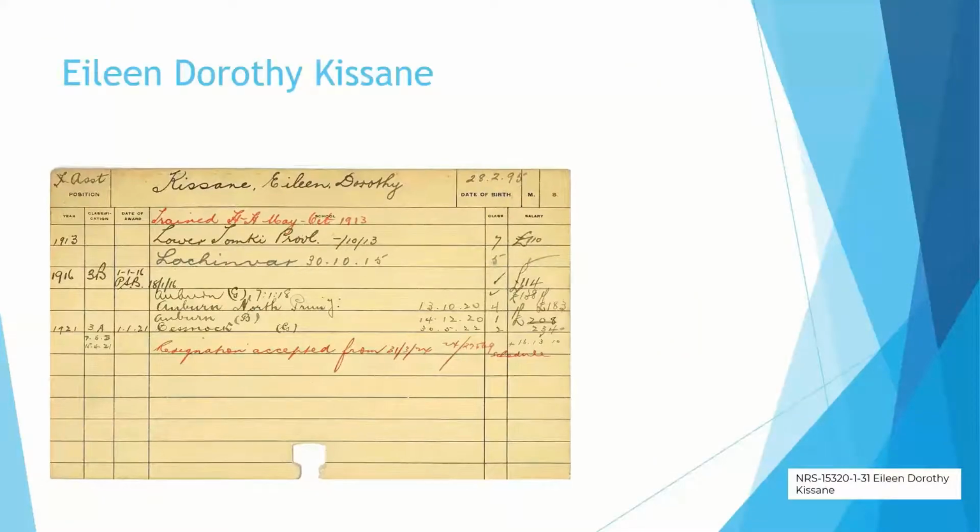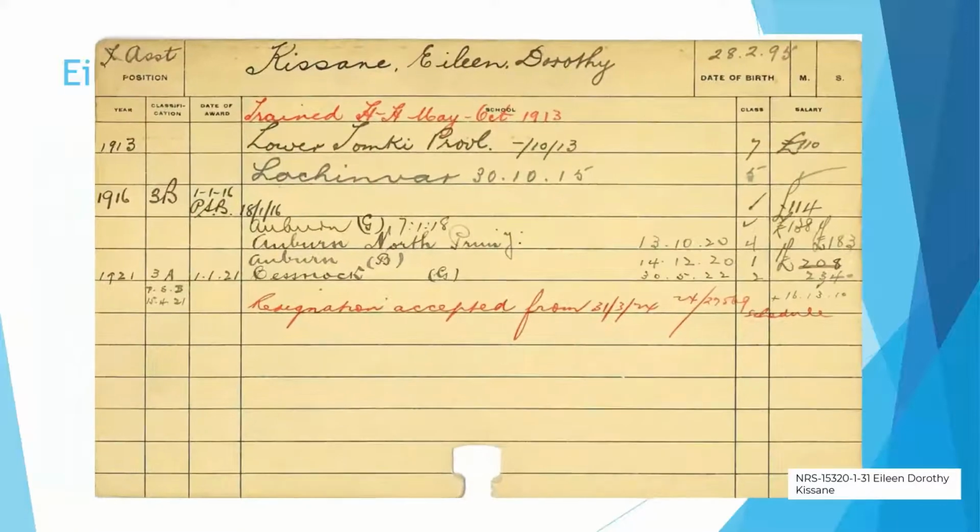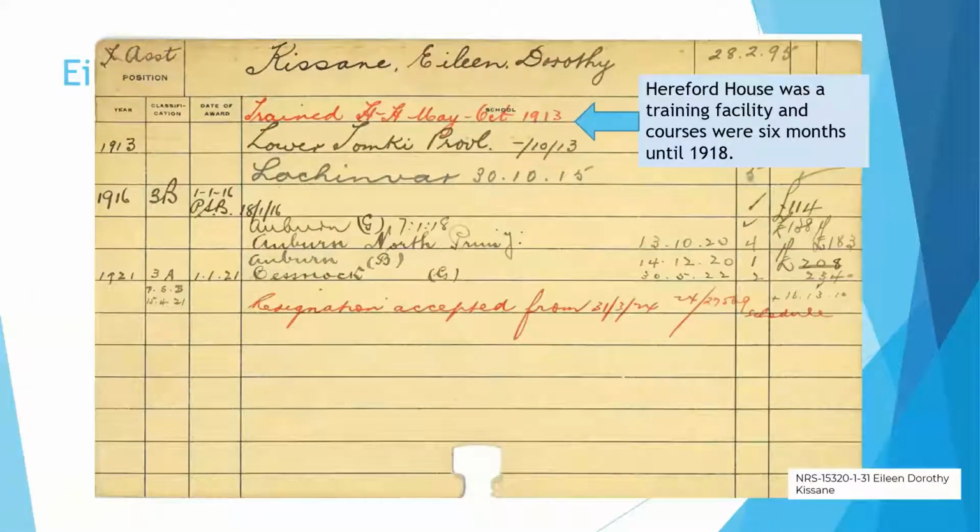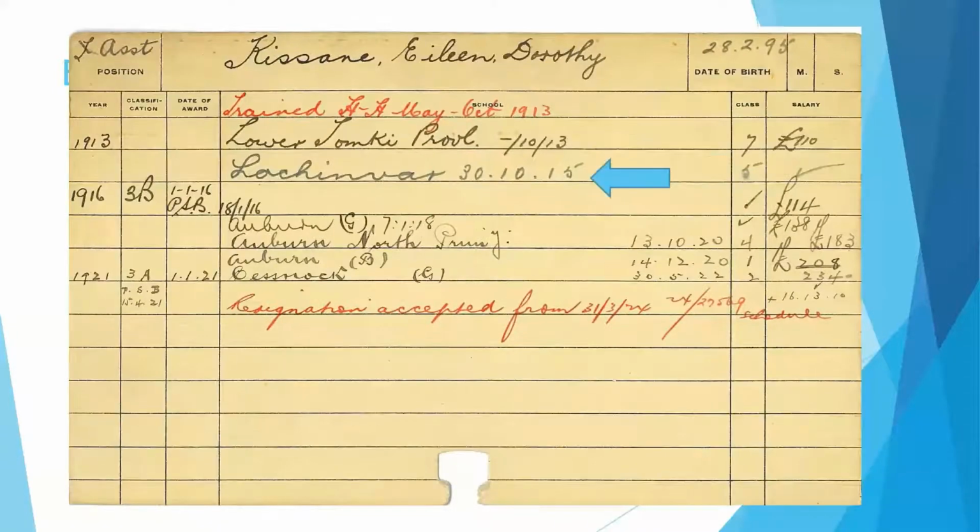This is her career card. Just make it a little bit bigger for you. We're just getting ready now. I noticed the first thing there, she was trained at Hereford House, which was mentioned in my first 2 slides. It was a training facility and courses were 6 months until 1918 when they went to 1 year. So she did the 6-month training course. And you'll notice there's Lochinvar, where we had the photograph taken. It gives you the salary on the right-hand side and her grading as well. It tells you that her future schools, Auburn, Auburn North, Auburn boys, I think that is, and Cessnock, girls. And then resignation accepted on the 31st of the 3rd, 1924.